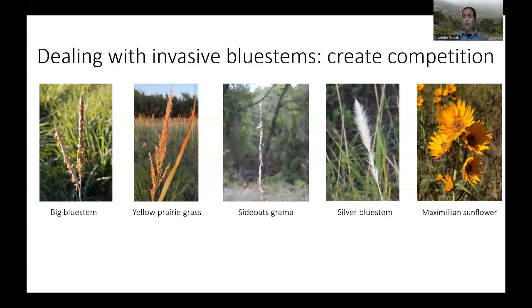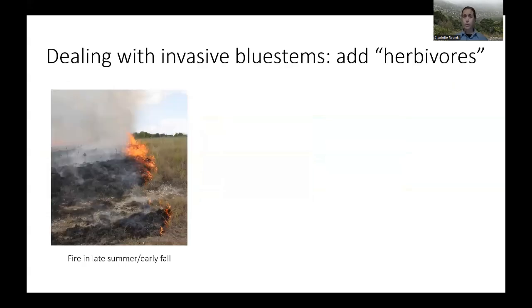We can also add herbivores or herbivore substitutes. I've been involved with several research studies on fire in late summer, early fall. The window might actually be even a little bit bigger than that. Anytime probably from July to early November, if you can do fire, you're probably going to hurt these invasive grasses.